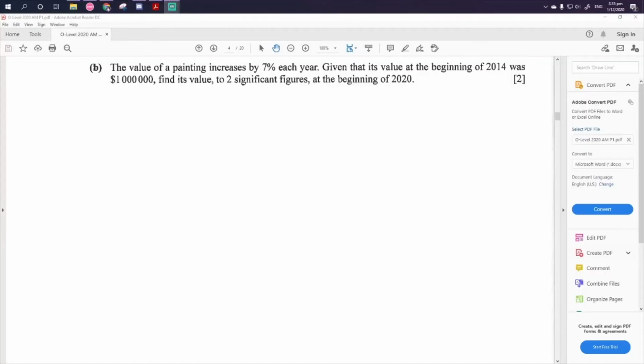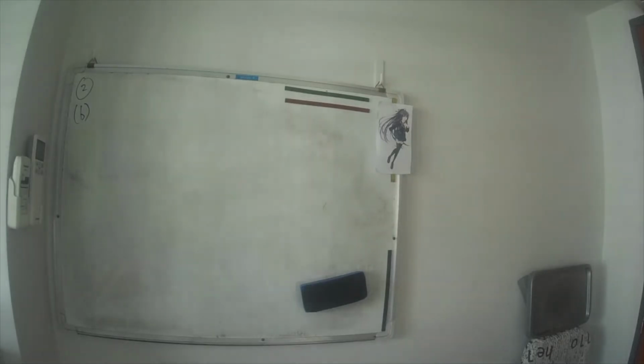Part B, the value of a painting increases by 7% each year. Given that its value at the beginning of 2014 was $1 million, find the value in 2SF at the beginning of 2020. Now, this is actually a very simple question, but many students were surprised because it seems like an E-math concept.